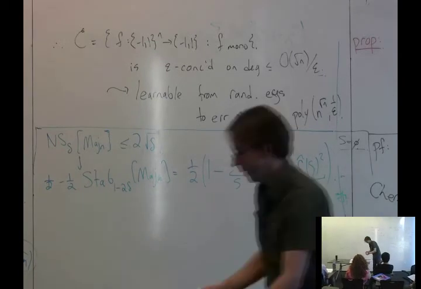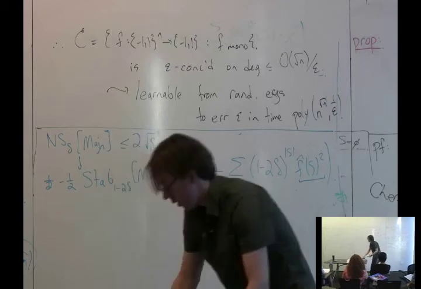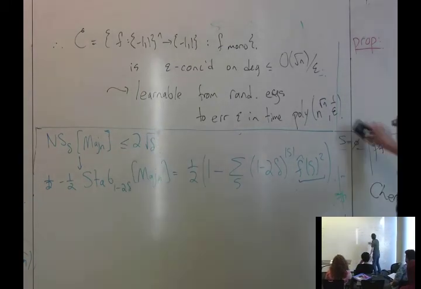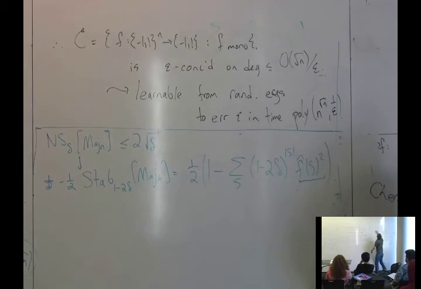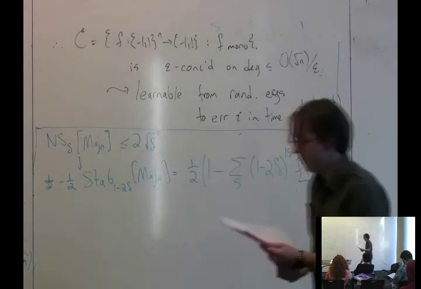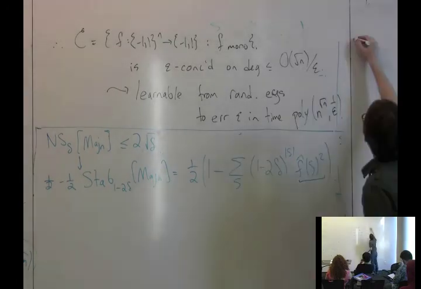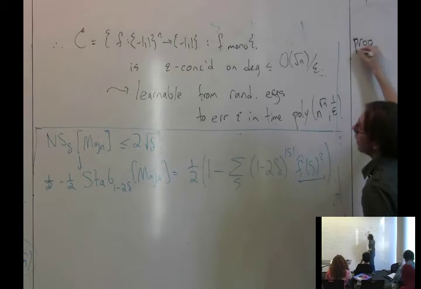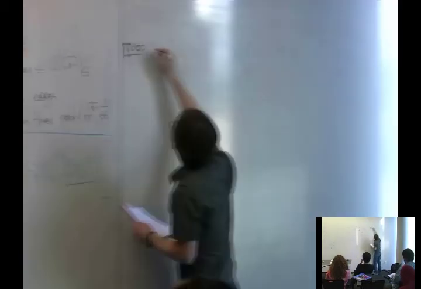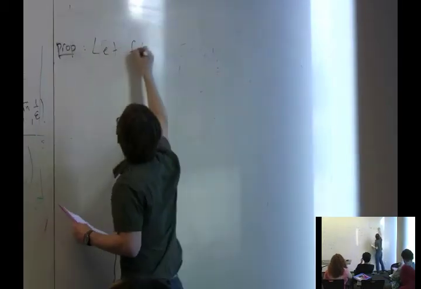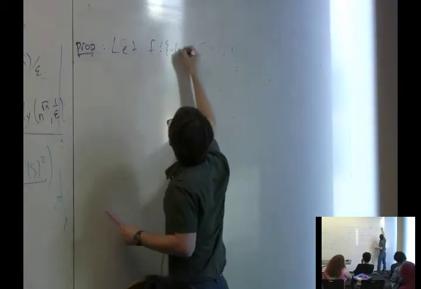All right, so let me say something more general, because really we only used here the fact that majority's noise sensitivity was small. So let me do the following pretty simple proof. It's only slightly harder than the proof of this proposition. This will only be for Boolean functions, Boolean valued functions.